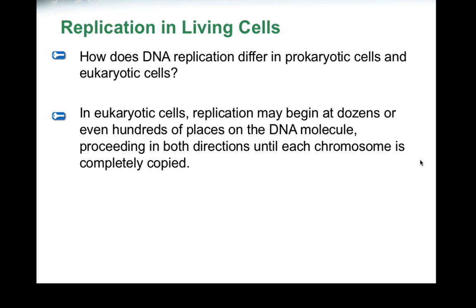So in eukaryotic cells, replication begins at dozens or even hundreds of places. So that's like if we were all in the hallway and we were all working at different points in order to finish faster. So instead of starting in one spot and just continuing all the way down, because DNA is super long, it starts off in multiple spots. All of them work a bit in each one until it's completely copied.